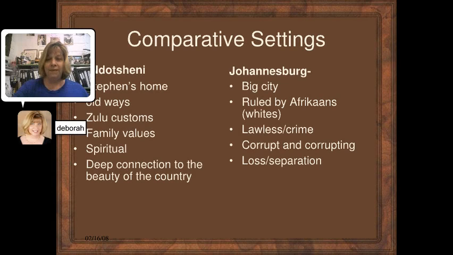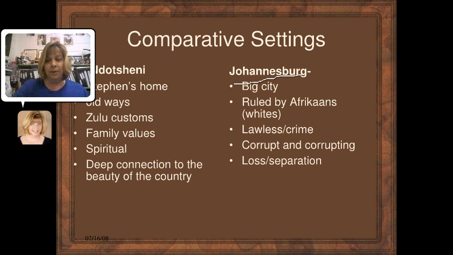There are two main settings of the novel. The first is Dot Sheni, which is the village out in the countryside. That's where Stephen Kamalo, our protagonist, lives. And that kind of represents the old ways, the Zulu customs, these family values and spiritual sense, and that deep connection to the beauty of the country and the community that can be built.